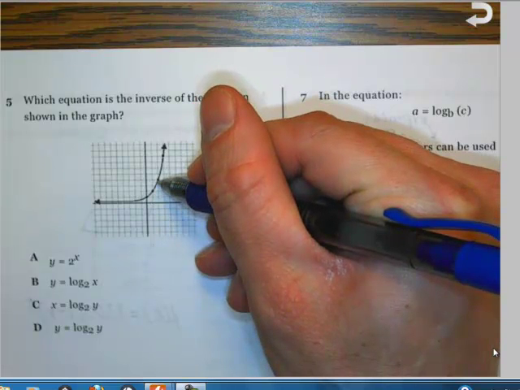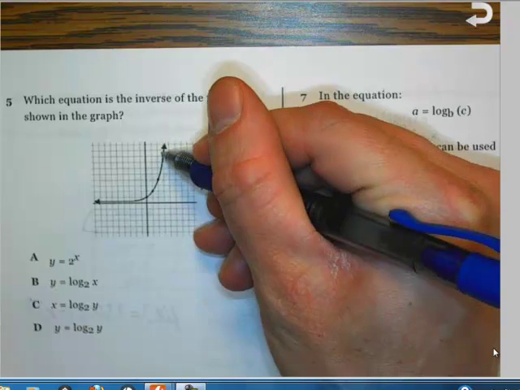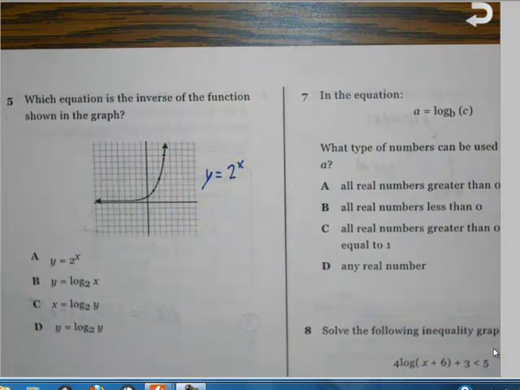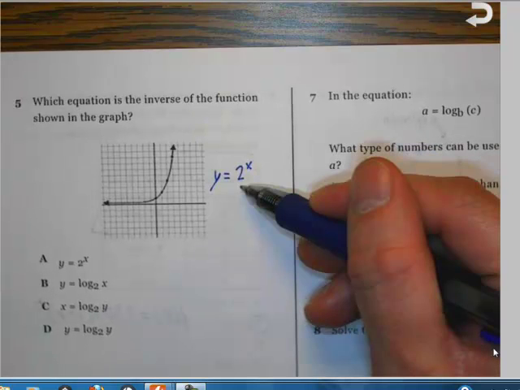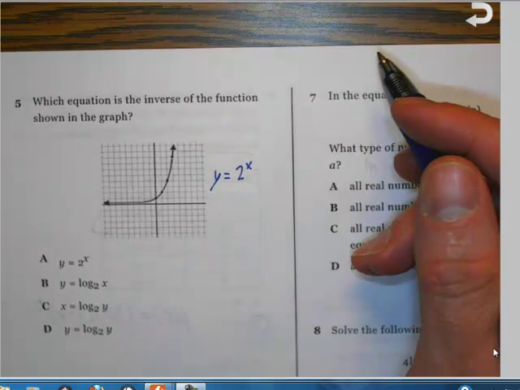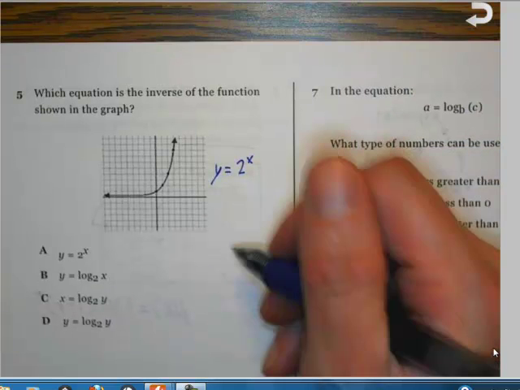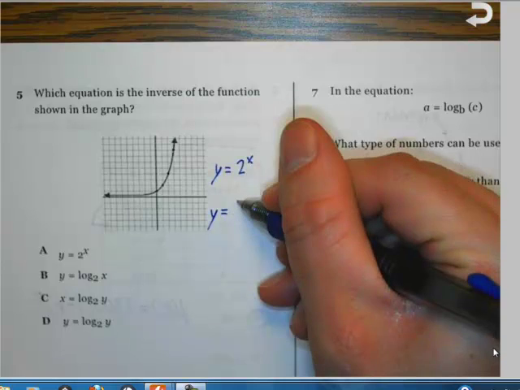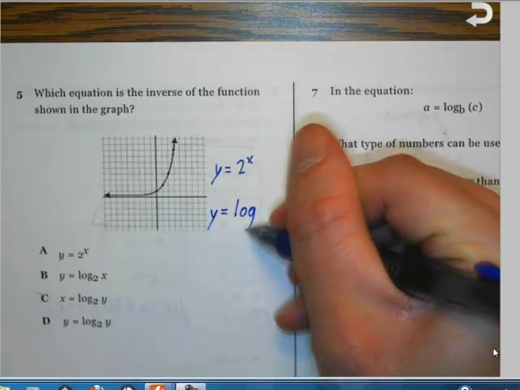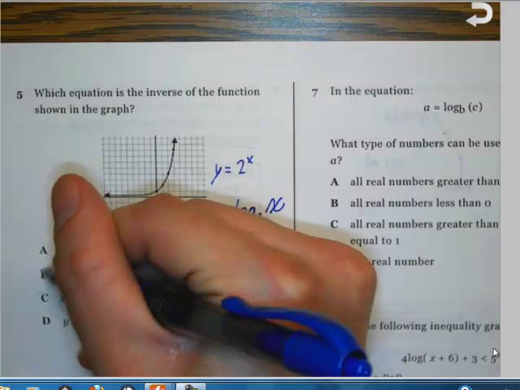X is equal to 2, y is equal to 4, x is equal to 3, and y is equal to 8. It doubles each time. So that was the original function that they gave us, and this is a base of 2. What cancels base? Log cancels base. So the inverse function is y is equal to the log base 2 of x.